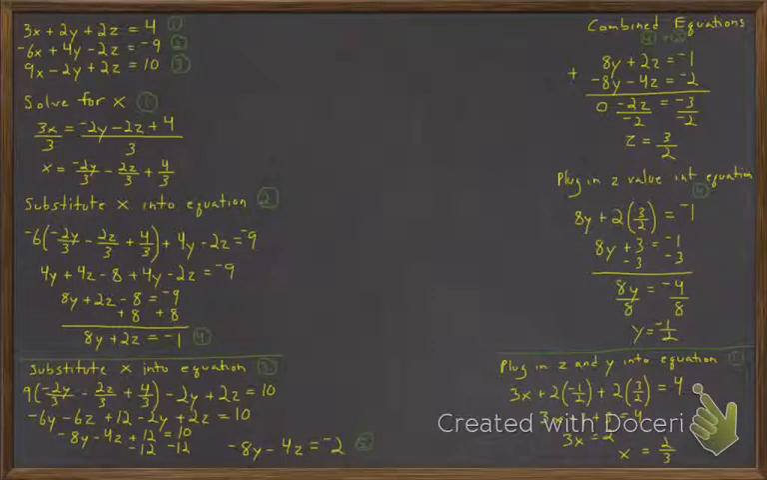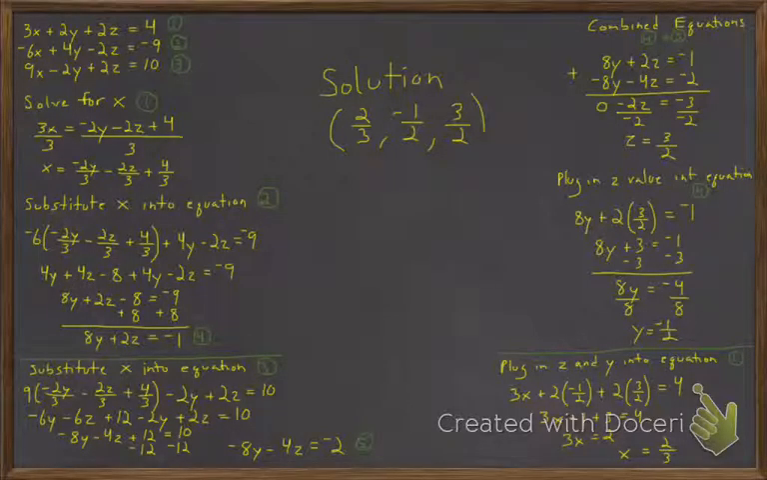So now that we know our x, our y, and our z, we can write our solution. So our solution is 2/3, comma, -1/2, comma, 3/2. That's how you solve a system of equations, first using substitution and then using elimination.